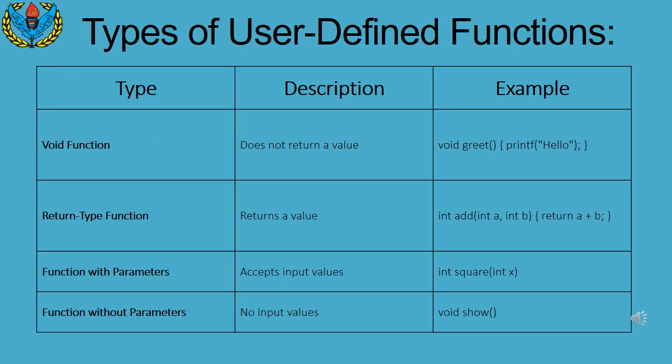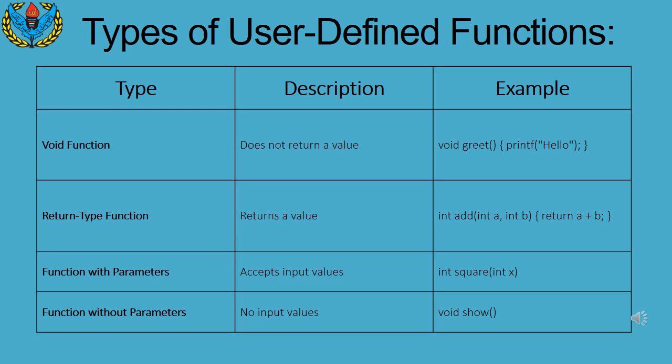Here we have different types of user defined functions in a single table. Number 1 is the void function, which does not return a value. For example, void greet prints hello. Number 2 is the return type function, which returns a value. Integer add takes two integers a and b, returning the sum of these two numbers.